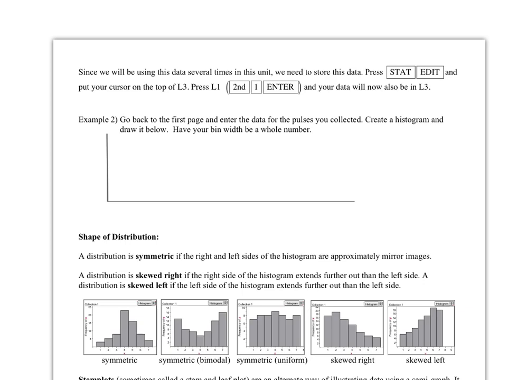69. Yes, hit enter. 61. 86. 58. 70. 94. 86. 65. 83. 68. 79. 71. 88. 97. And last but not least, 75.